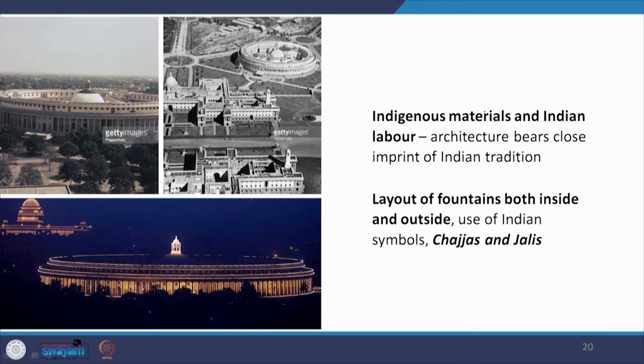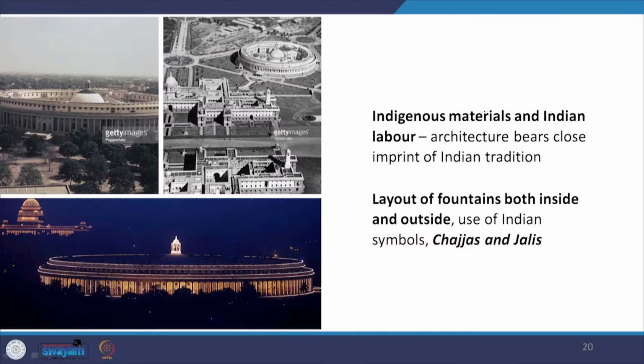Then again there are other connections between Indian architecture and the colonial architecture of New Delhi. There is the use of indigenous materials, sandstone for example, and Indian labor, which was a compulsion. Both these are compulsions. The material has to be sourced from the place itself or the region itself, and so also the labor. So the architecture, because of the materials being used, because of the labor being used, carries a very close imprint of Indian tradition. That is bound to happen with all architecture.